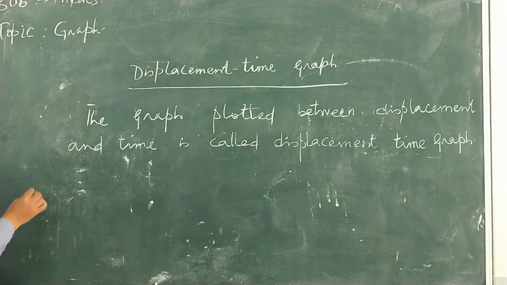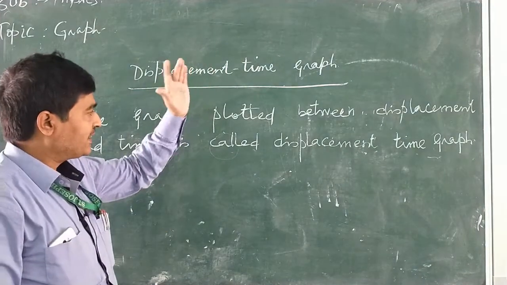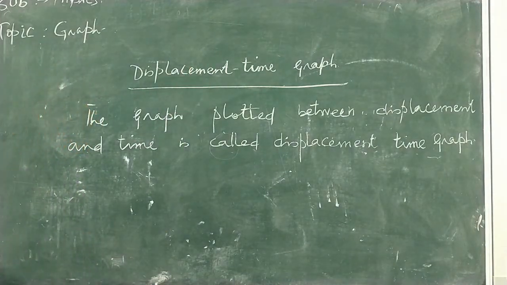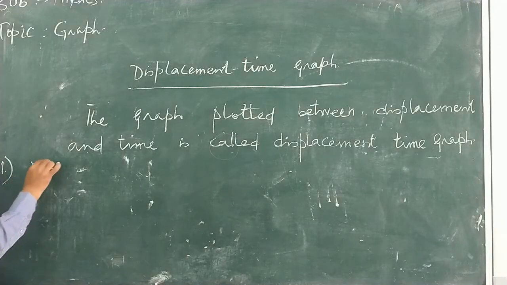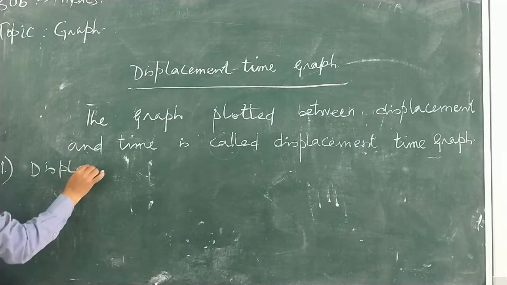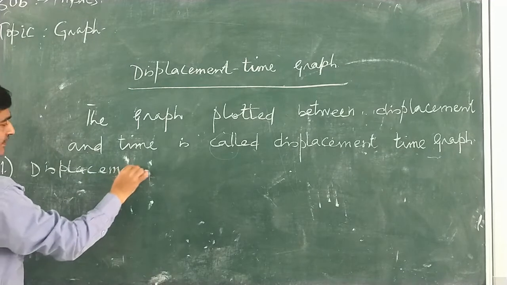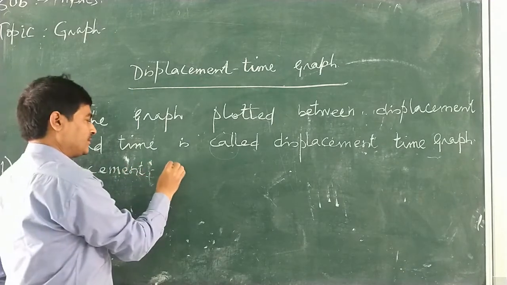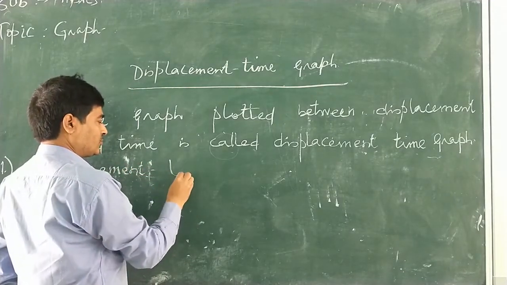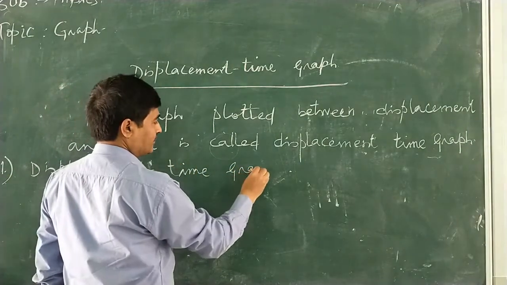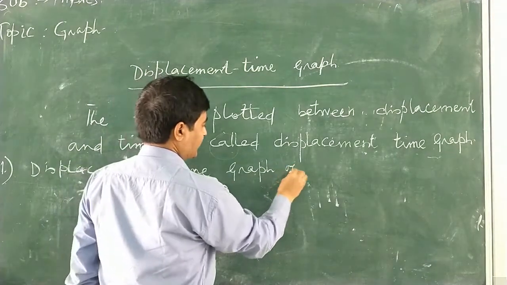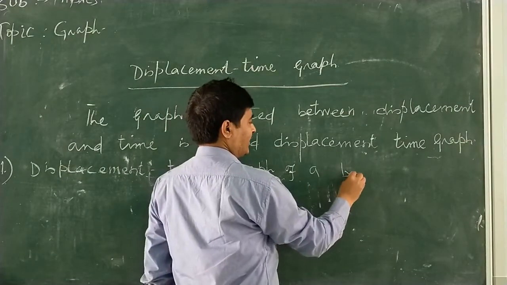Some examples: we will learn displacement time graph with the help of some examples. Example number 1: displacement time graph of a body in rest.